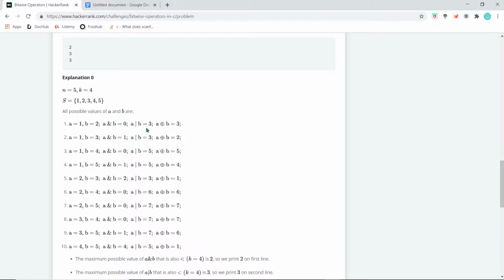Similarly, we will consider the highest number here. The highest number in this OR column will be 7, but it is greater than 4, the value of k, so it will not be considered. The next highest value is 6, it is also greater than k is equal to 4, so this will also not be considered. The next highest value is 5, which is also greater than k is equal to 4, so this will also be discarded.